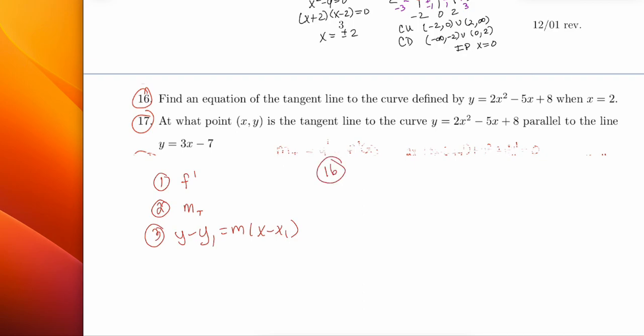16 says, find an equation of the tangent line to the curve defined by y equals 2x squared minus 5x plus 8 when x is 2. So the first step we take is we find the first derivative. So our derivative is 4x minus 5. Second step, we need the actual slope of the tangent. You find that by plugging in whatever value you're looking for into the first derivative, because that's what the first derivative tells us, the slope of the tangent. So if we plug in 2, we get 8 minus 5, or 3.